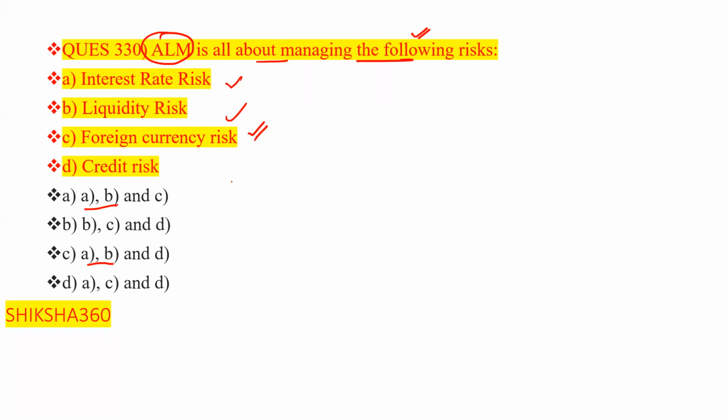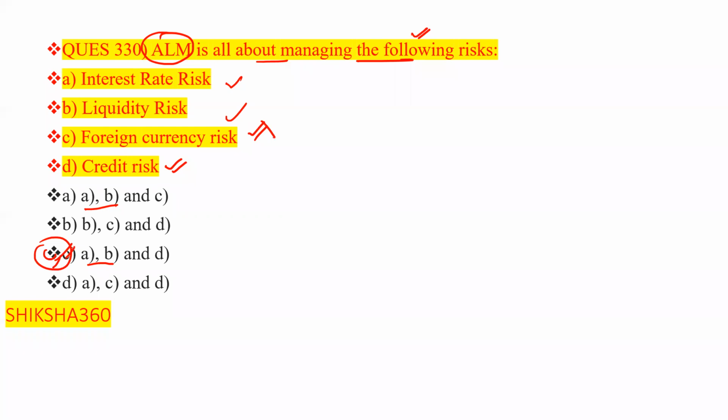Please remember that foreign currency risk is also under asset liability management. Sorry, foreign currency risk is basically not. I think it does not come under asset liability management. Credit risk definitely comes. So A, B and D are correct. So option number C is the answer here.